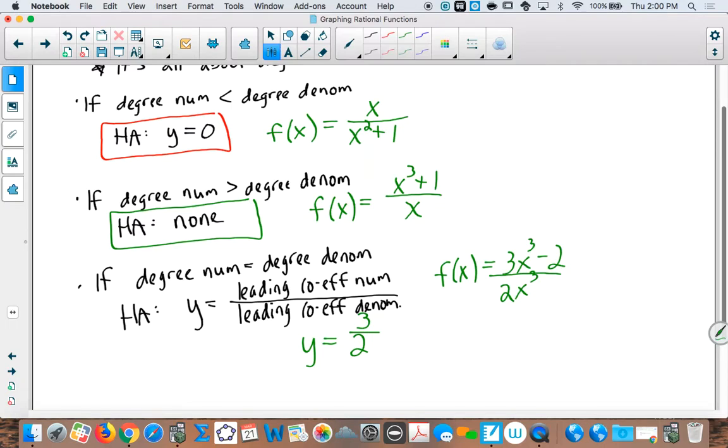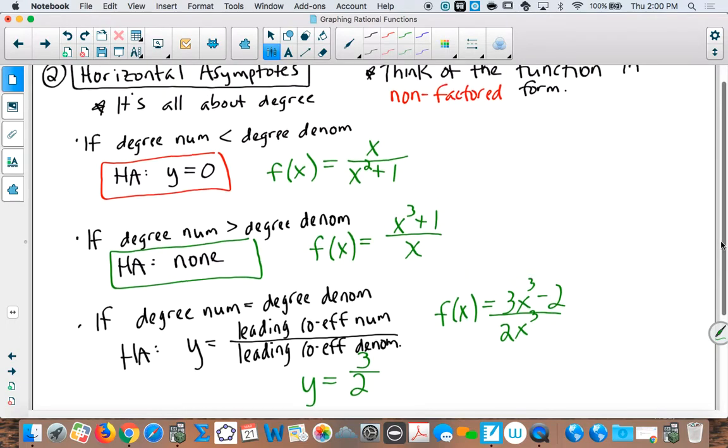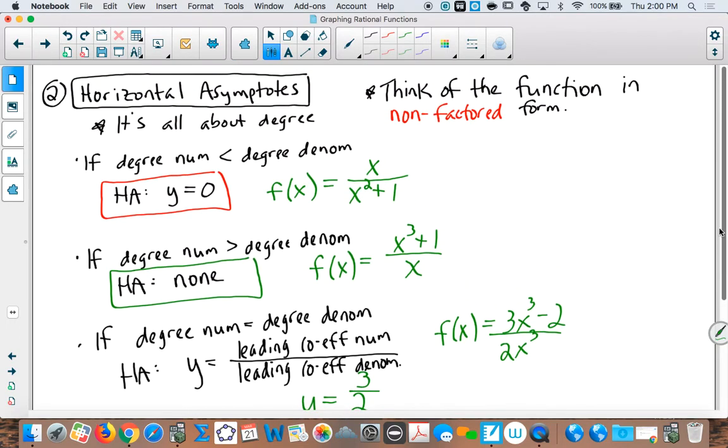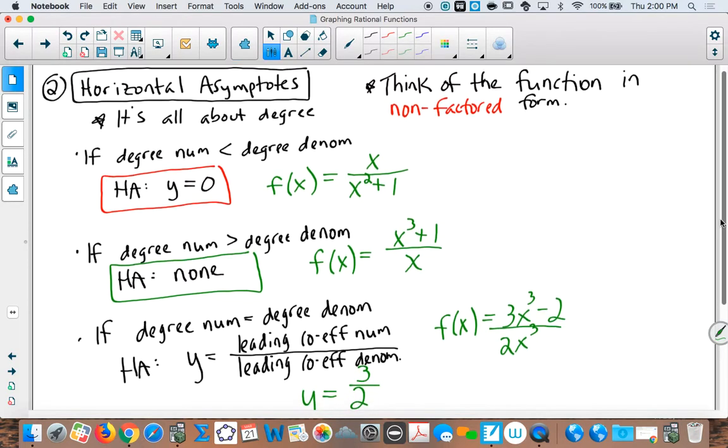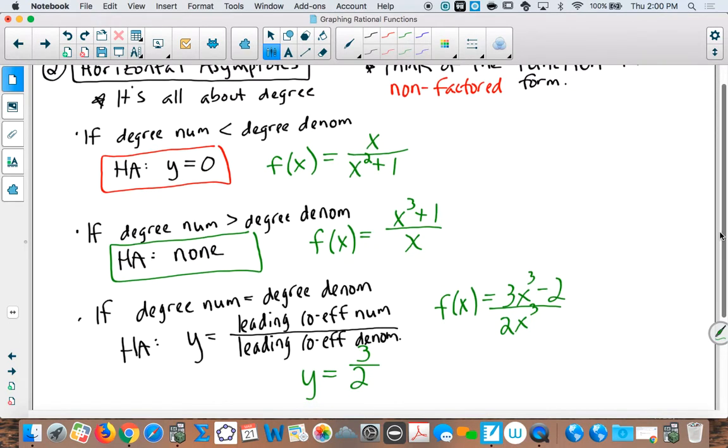It would still, if you factor it out, it's still considered the leading coefficient. So this is where, if you look at the very top, you want to think about the function actually in non-factored form. It'll be easier to think about degree, and then if you have to deal with the coefficients, they're not factored out. You don't want them to be factored out. Okay? So again, your only option here is you have to memorize the 3 options, right?